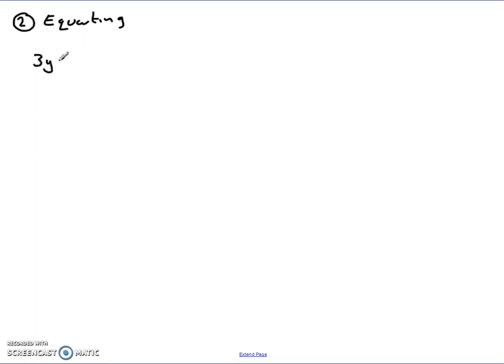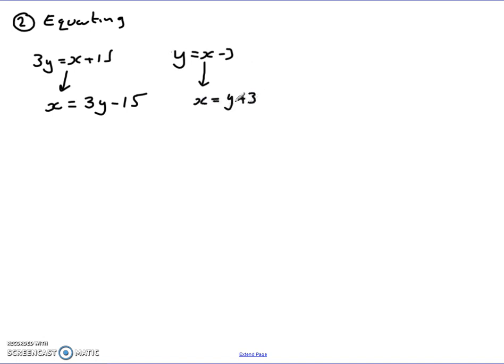So again, our two equations, we had 3y equals x plus 15, and we had y equals x minus 3. Now, the y in these cases has a different coefficient, but the x has the same one. So let's take both equations and change the subject of the equation to be x. So in this case, I would take the first equation and make it subject x by shifting the 15, and I'd get x equals 3y take away 15. And this one, I'd make x the subject of this equation by shifting the 3 over, and I get x equals y plus 3. So I've got two equations with the subject as x. I now equate them to one another, and I say 3y minus 15 equals y plus 3.